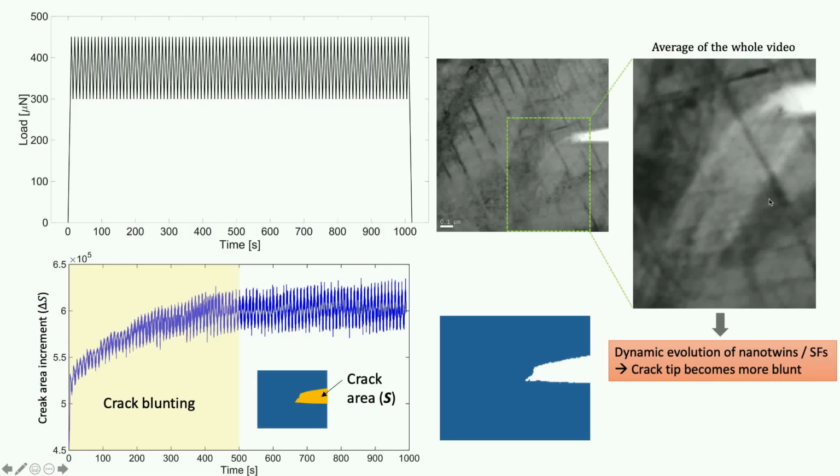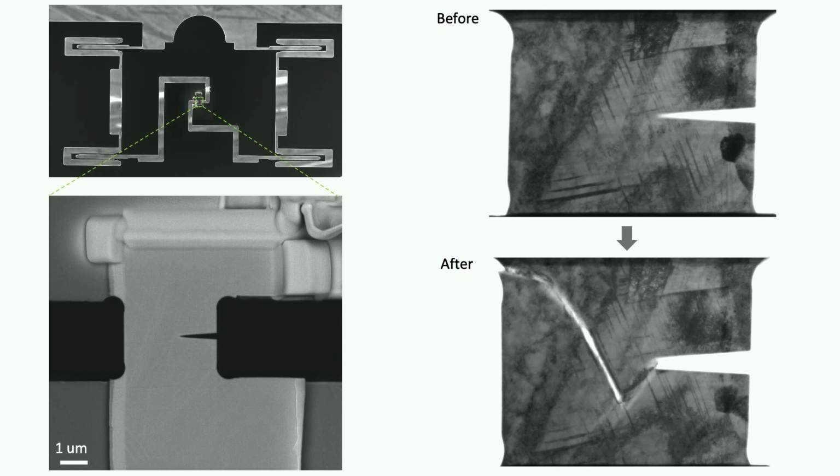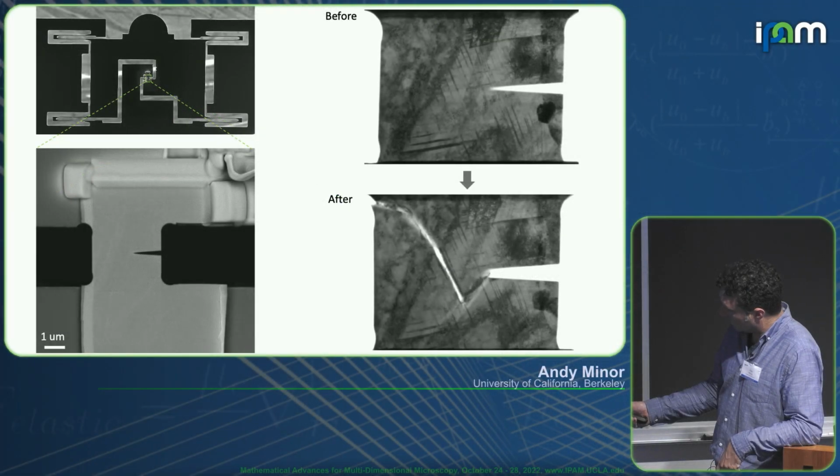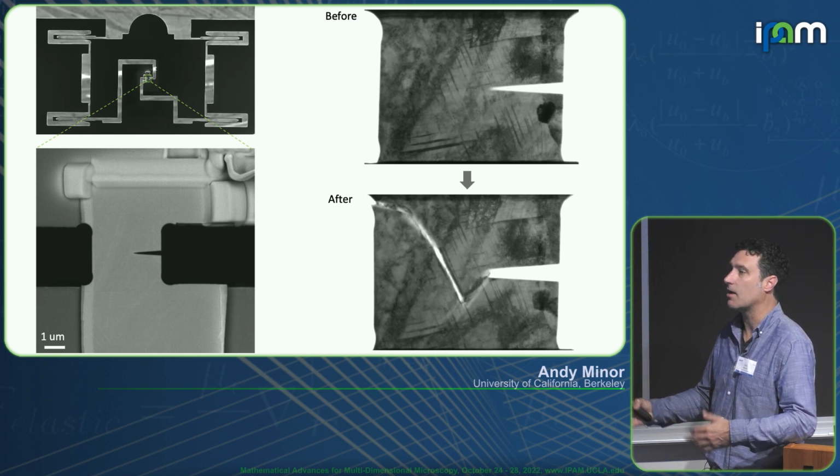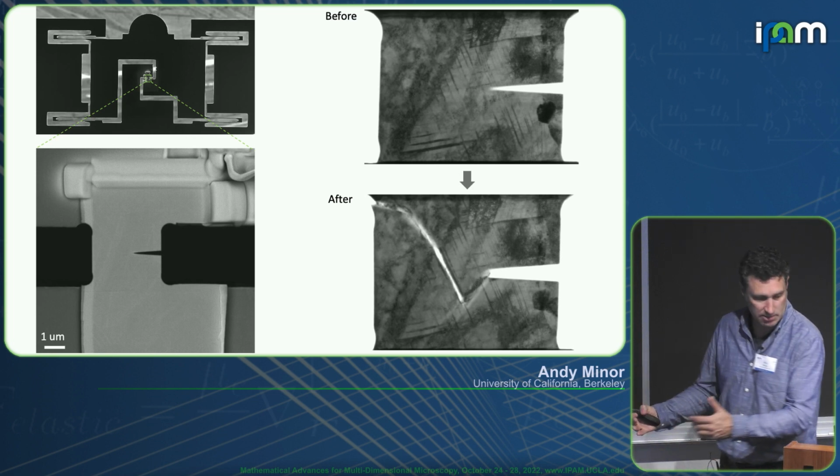And, oops, sorry, it's backwards. And eventually you get this pretty dramatic crack deflection along a twin boundary. And this is a thin foil, so the constraints are different than a bulk material, all that kind of stuff. But what's quite interesting is, if you're thinking about how do you stop a crack, this is what you want. You want the crack to change its direction, because that's basically slowing down that crack. And that's what's leading to toughness in the material.